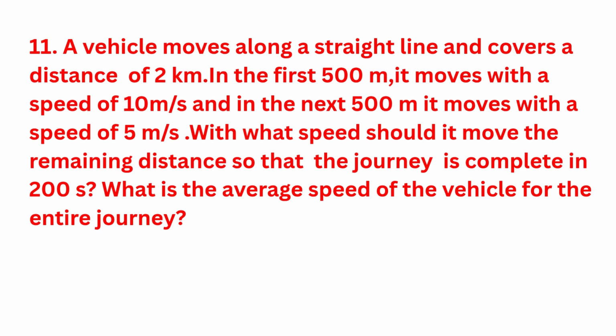Question number 11. A vehicle moves along a straight line and covers a distance of 2 km. In the first 500 meters, it moves with a speed of 10 meters per second, and in the next 500 meters, it moves with a speed of 5 meters per second. With what speed should it move the remaining distance so that the journey is complete in 200 seconds? What is the average speed of the vehicle for the entire journey?